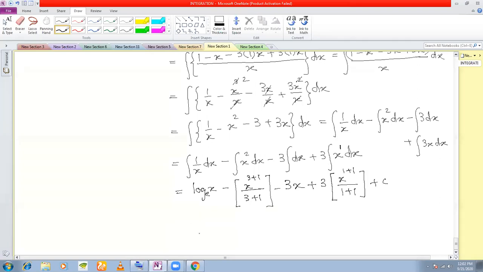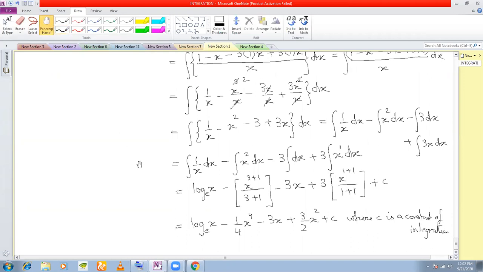It is log x minus 1/4 x to the power of 4 minus 3x plus 3 by 2 x square plus c, where c is a constant of integration. Govinda, you are understanding? Yes, sir. Where c is a constant of integration.